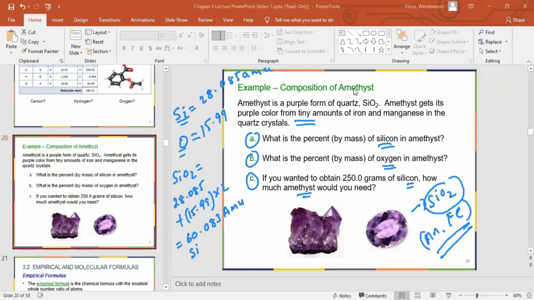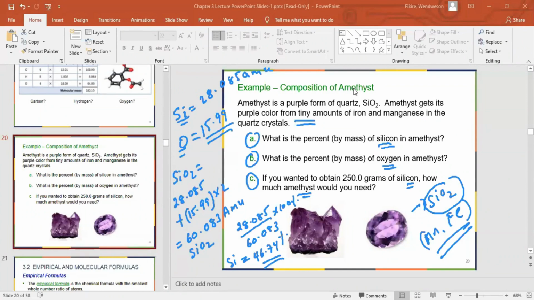Once we have that, we can divide 28.085 by 60.083 to get the percentage of silicon, which is 46. How many significant figures are we using right now? 4. It'd be 46.74%. Let's do 4 significant figures, with oxygen as 15.99. So 46.74% for silicon. How about for oxygen?